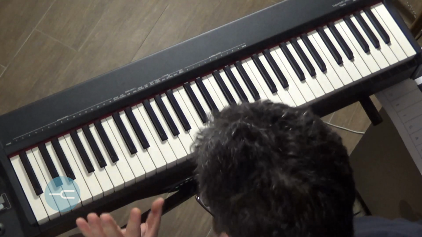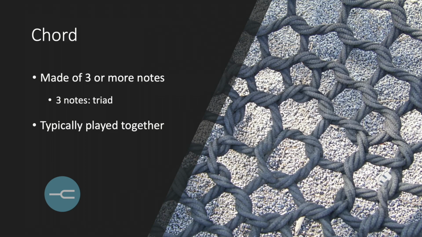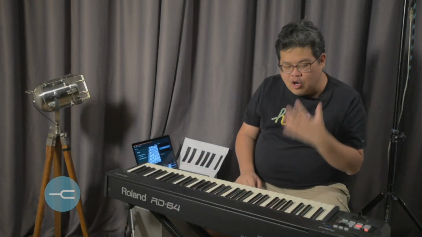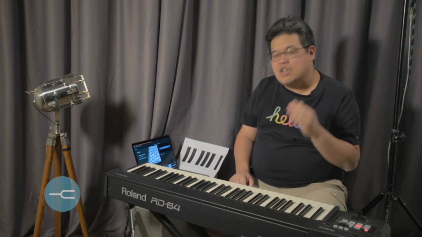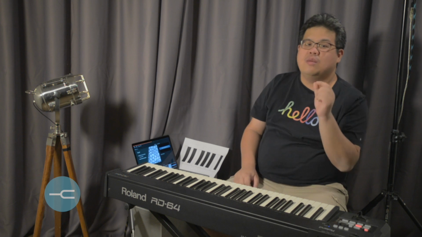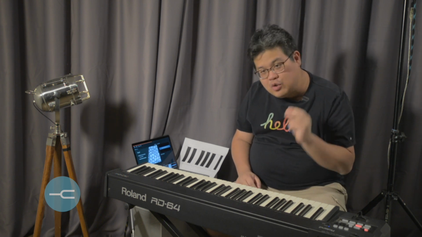Now, scales, a smaller unit of them is what we call a chord. Now, what is a chord? A chord is typically made of 3 notes or more. So a minimum number of 3 notes forms a chord. For the chords that we're going to learn in this whole series, it's all going to be 3-note chords, or we call them triads, right? And these notes are typically played together.